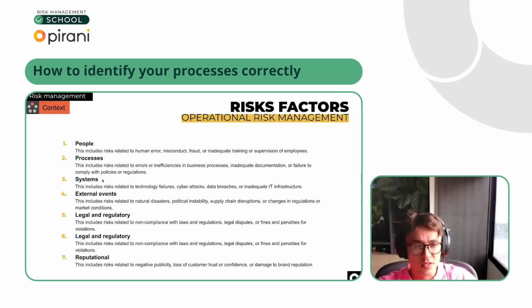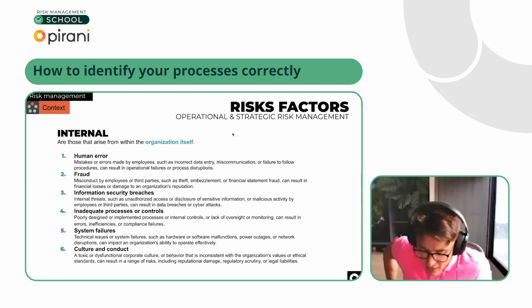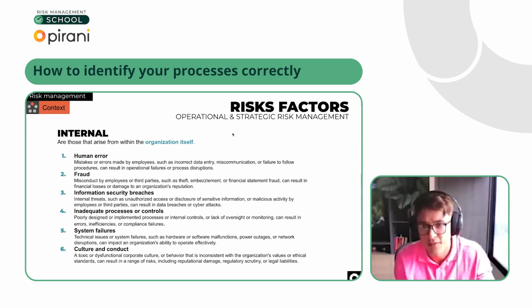We also need to talk about systems or technology. These risks are related to technology failures, cyber attacks, data breaches, inadequate information technology infrastructure. Maybe we have a technology supplier that crashed, or maybe the server goes down. Those risks we can put in our risk management. Of course, we have external events, legal or regulatory. This should be environmental and reputational. So we can also address risks as internal and external.